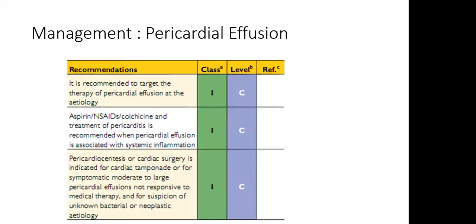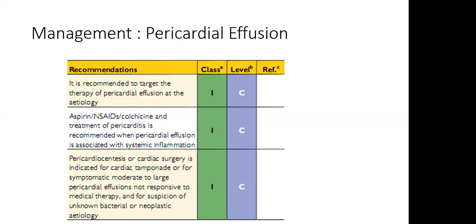Okay, and for management of effusion, it is recommended to target the therapy of pericardial effusion at the etiology. What's exactly causing the pericardial effusion? Then, for the recommendation, still treat as pericarditis, giving aspirin, NSAID, cortisone, and whatever is also causing the pericardial effusion in terms of systemic effect. For example, for a patient with TB, if TB is the cause, apart from this, it will be important to make sure we take care of the TB.